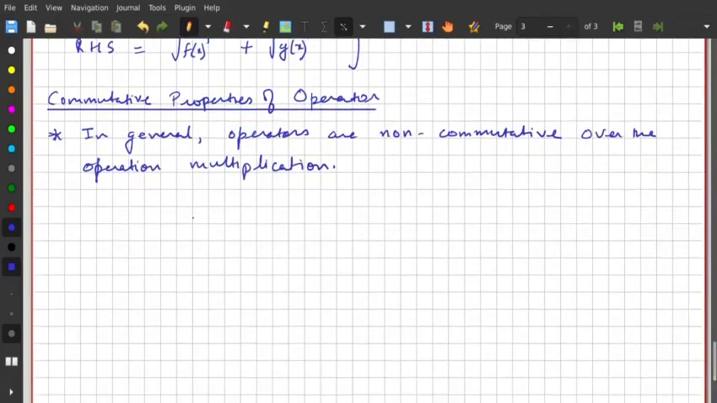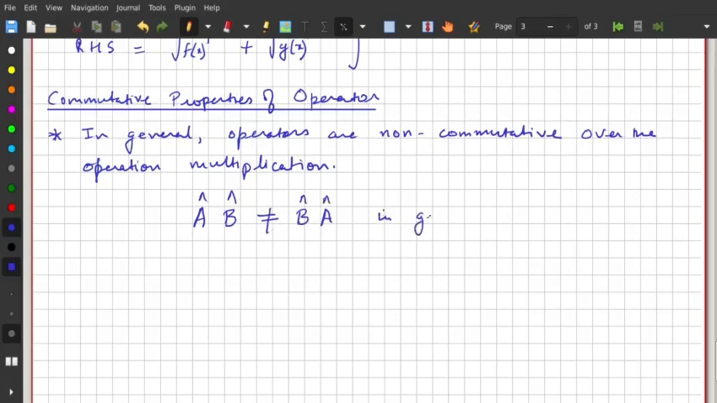So what we have in mind in mathematical notation is, let's say we have an operator A hat and another operator B hat. So A hat B hat is not equal to B hat A hat in general. That means for any arbitrary operators A and B. Based on this idea that the product of two operators is non-commutative in general, there is a very important concept, the concept of commutator.